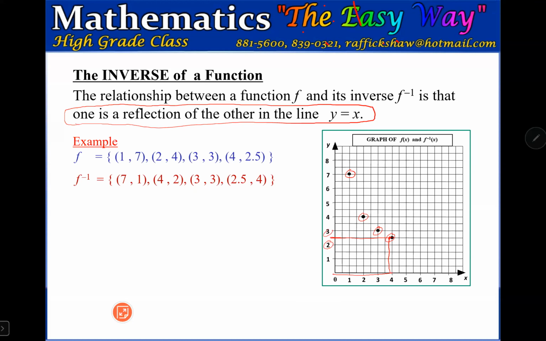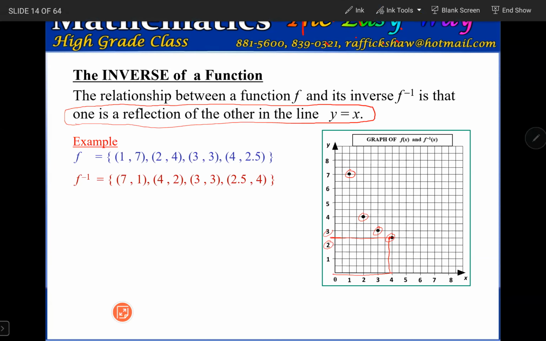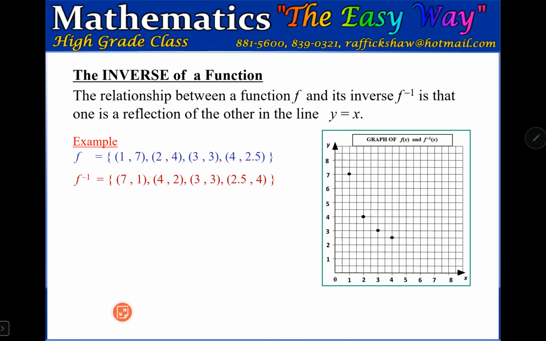I'm trying to clear the screen. All right, see there, erase. I'm plotting those points, and that's the graph of the function f. If I plot the inverse, f to the -1, I'm going to do it in red. Those will be the points for the inverse. For example, the point down at 7 is (7, 1). If I draw the curve through those points, that is the inverse.